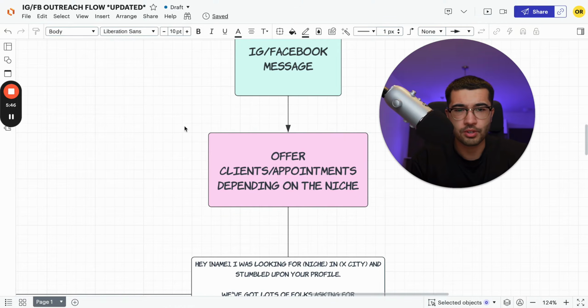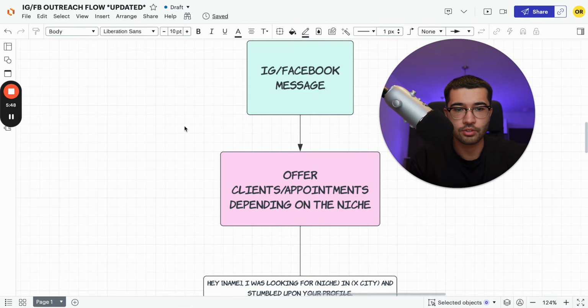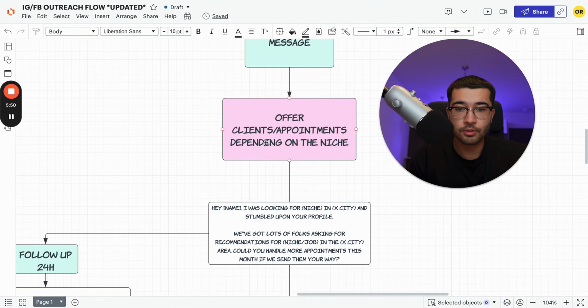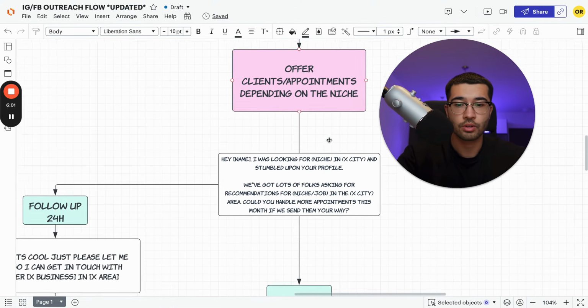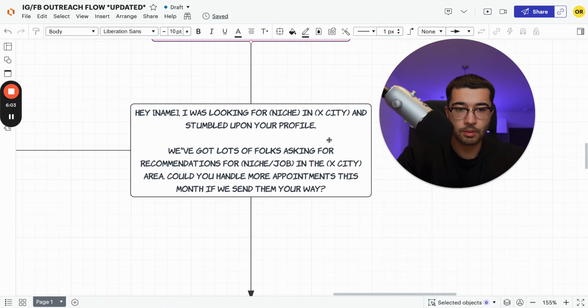Otherwise, there's a bunch of websites and stuff like that to source leads. You guys know this already. From there, depending on your niche and your offer, most of you guys are doing appointment setting, lead gen, and stuff like that. So you offer your clients appointments. Okay, pretty straightforward.